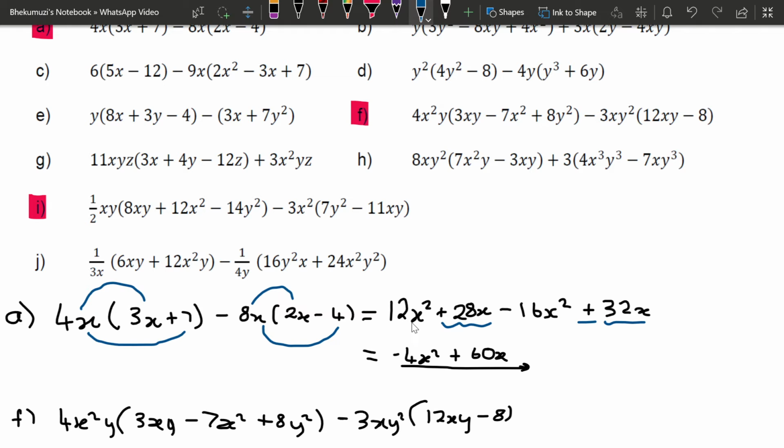So basically, since it's 12x squared and minus 16x squared, that will give you minus 4x squared, and 28x plus 32x will give us 60x, and that would be your answer there.